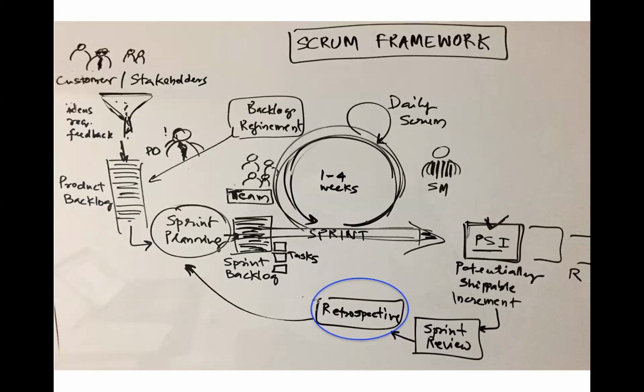Another event that takes place at the end of the sprint is a retrospective, where the team simply discusses how they can improve in the next sprint cycle. We'll talk about both these events later on. Now, once you finish the retrospective, the team is ready to do the sprint planning and the cycle repeats.